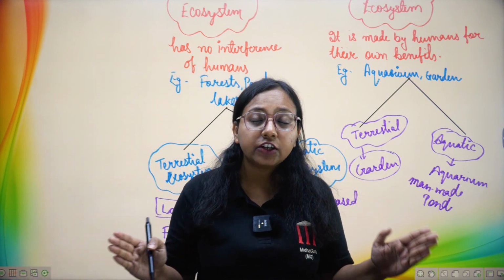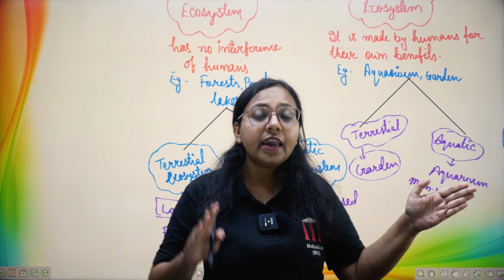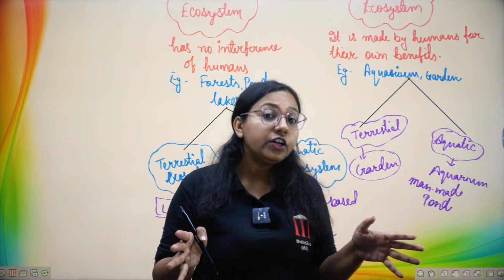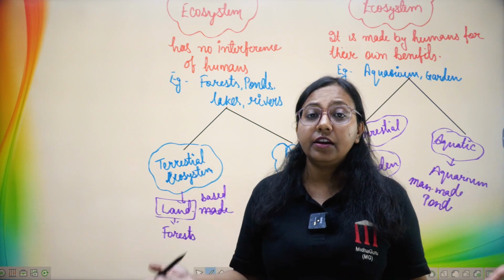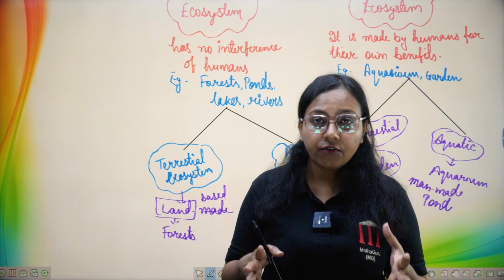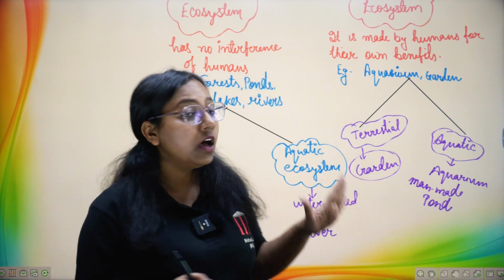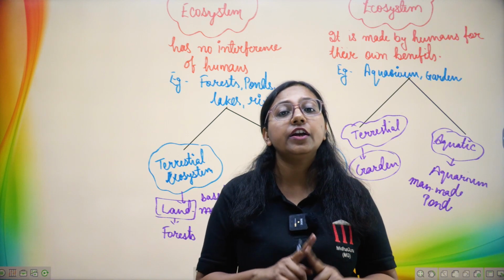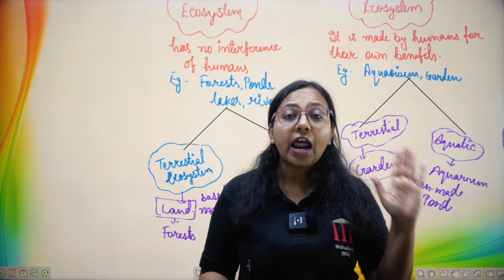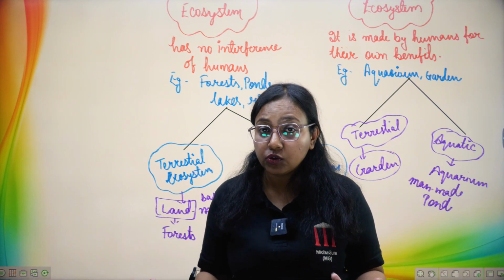An ecosystem is the interaction between living and non-living organisms living together, and it is a self-sufficient part of the environment. Then comes the classification of ecosystems. An ecosystem can be classified into two parts: the artificial ecosystem and the natural ecosystem.